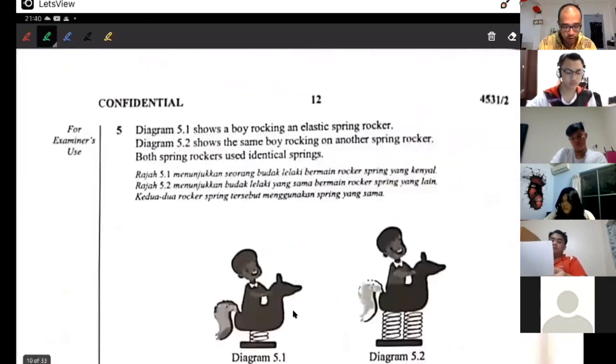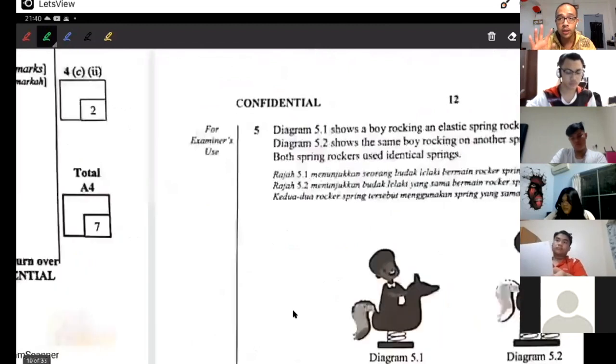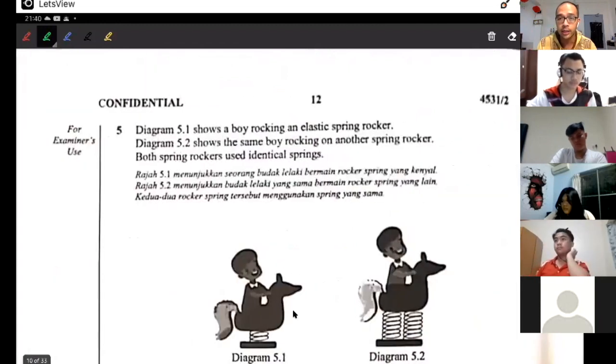Okay, is this the end of question 4? All right, let's do until question 6, and then I will call it a night. Then we'll cover the rest of the MRSM paper after your sejarah paper next week.